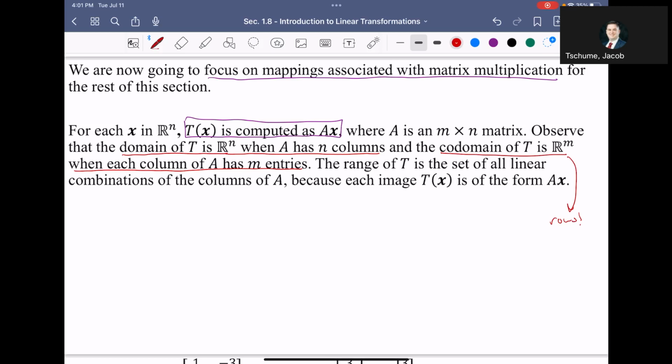The range of T is the set of all linear combinations of the columns of A, because each image T of x is of the form Ax. All right. So putting all this together, a lot of definitions, a lot of information. Obviously, you can go back in the video and look into each one a little slower as you get things written down. But this is what we're going to work on for not only this video, but also the video for the next section as well.